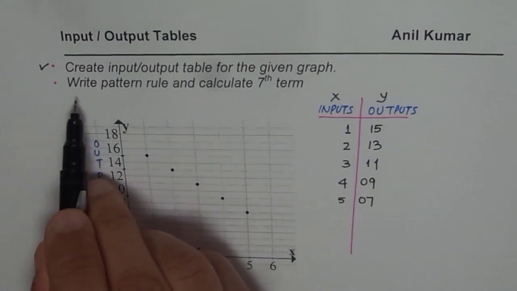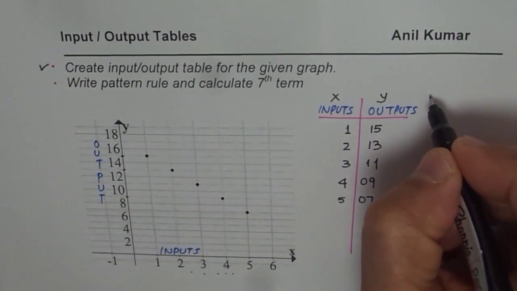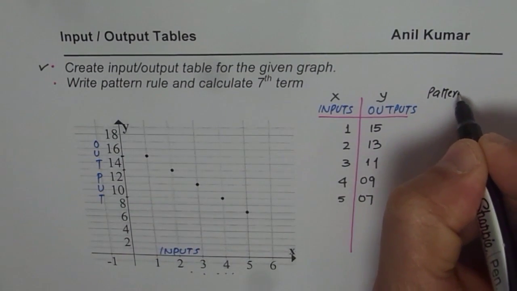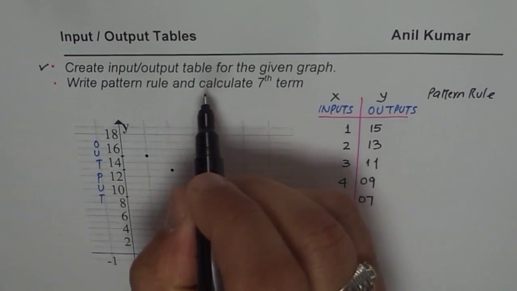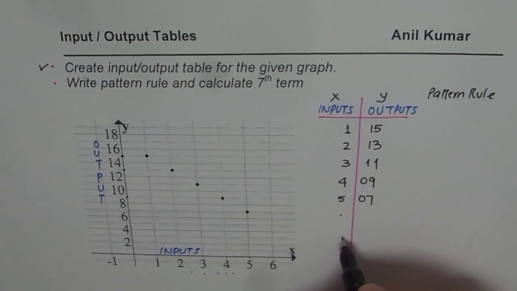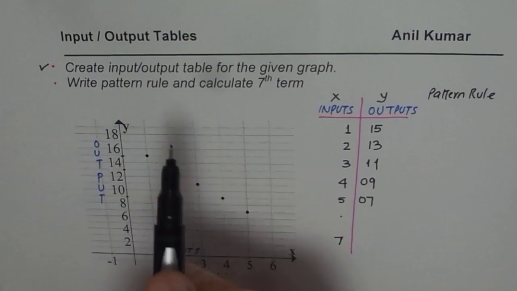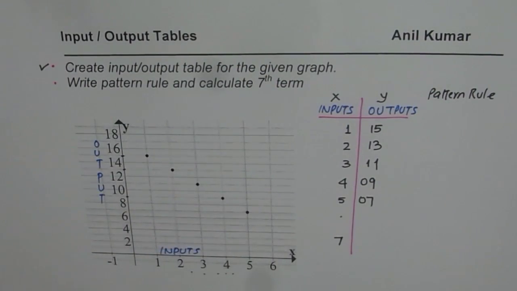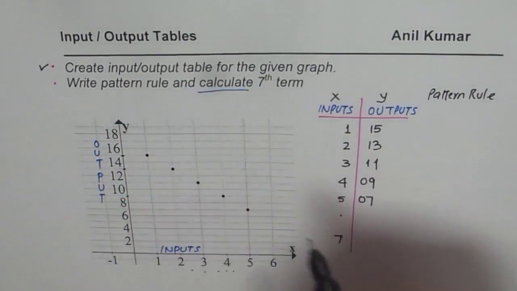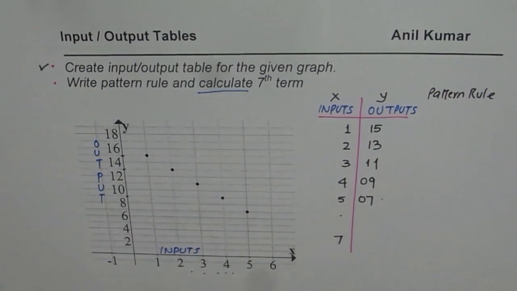Now we need to write a pattern rule and calculate the seventh term. So we have to calculate the 7th term, which means finding the 6th and 7th. Let's underline the word calculate. I know you could get it using your pattern also, but we'll calculate. First let us find the pattern rule. You can again pause the video and write down the pattern rule for the given input-output table. That could be a good exercise.